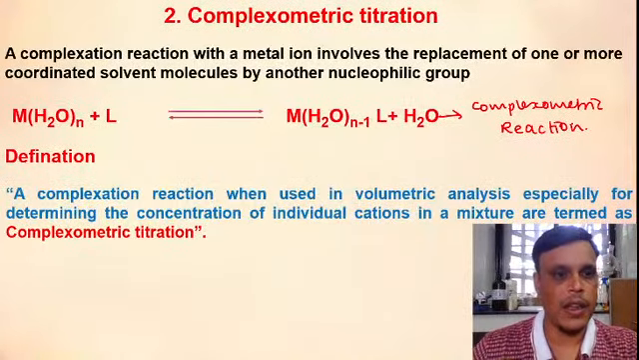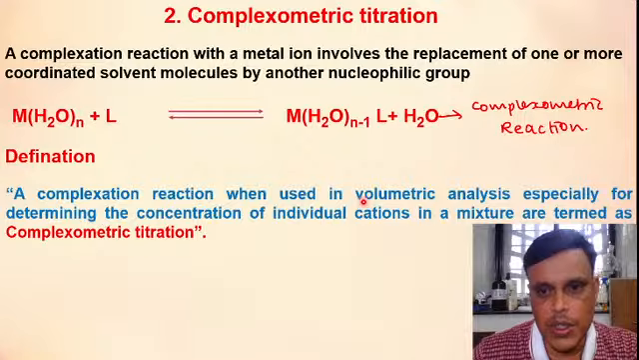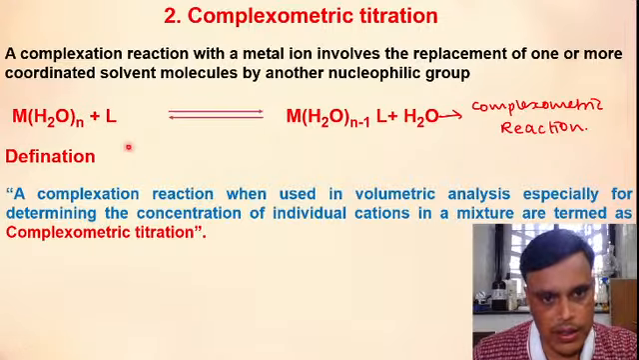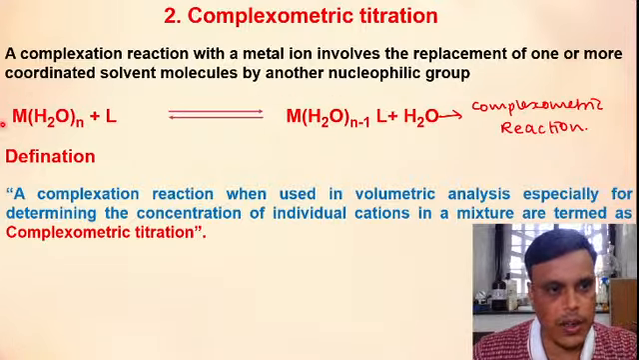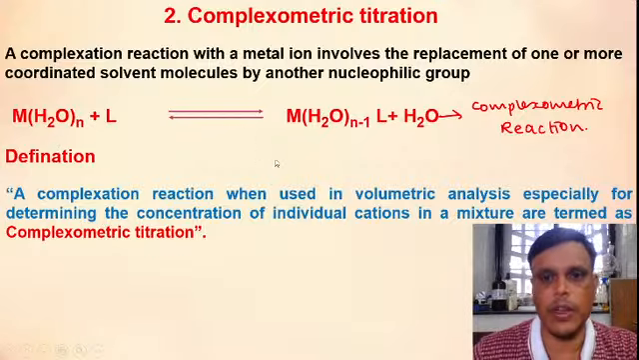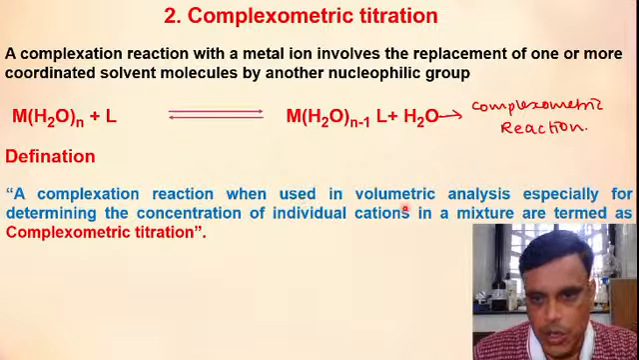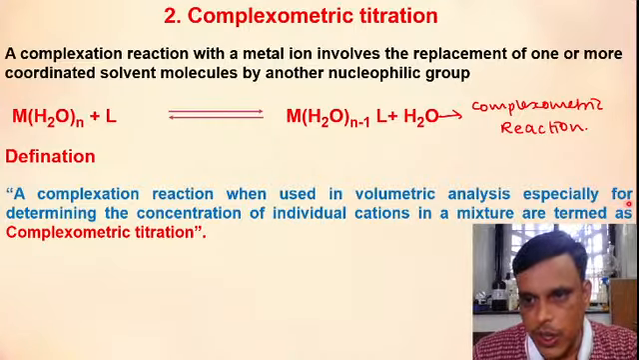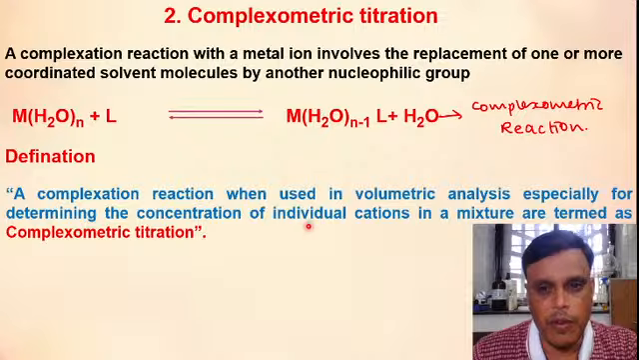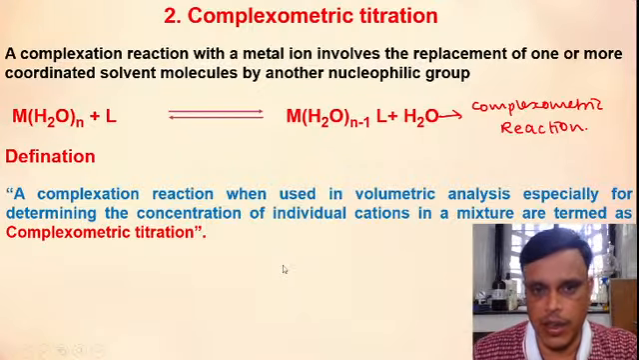What is the definition? The definition is this: a complexation reaction when used in volumetric analysis, especially for determining the concentration of individual cations in a mixture, is termed a complexometric reaction. Here complexation of metal with ligand takes place, and when this complexation reaction is used in volumetric analysis, especially for determining the concentration of individual cations in a mixture, it is termed a complexometric reaction.